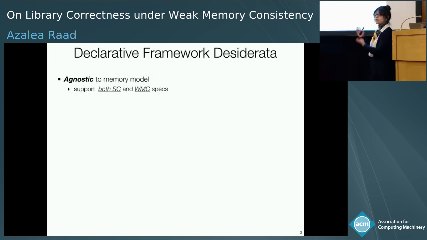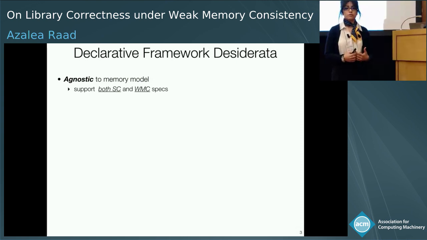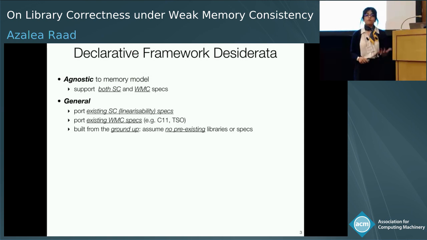In particular, here is our wish list. We want a generalized framework that is agnostic to the memory model and supports both SC and weak memory concurrency. But we also want this framework to be general in the sense that we don't want to redo any of the work we've already done. We want to take existing SC or weak memory specifications and port them directly into our framework.